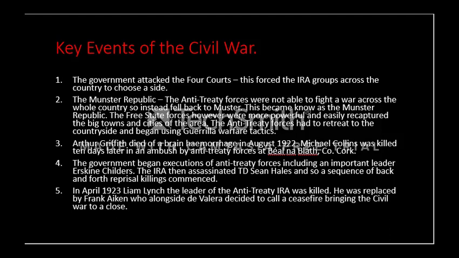Now, fighting continues, and eventually after a short amount of time the Republicans, or the anti-treaty side, are forced to retreat into the Munster section of the country. So they're forced down to the southwest of the country, and they try to take an area which they called the Munster Republic, and it is a line that stretches from Waterford over to Limerick.